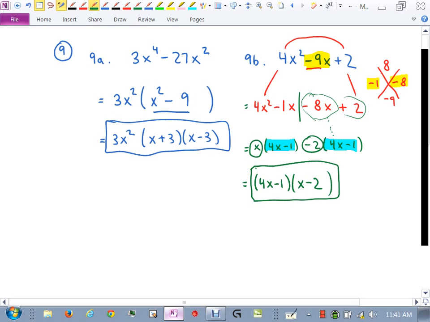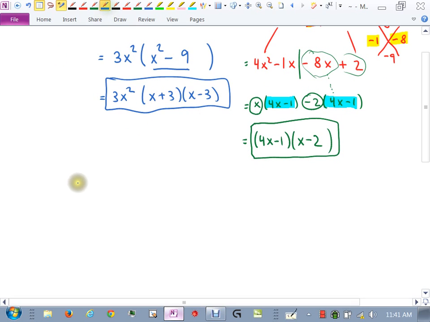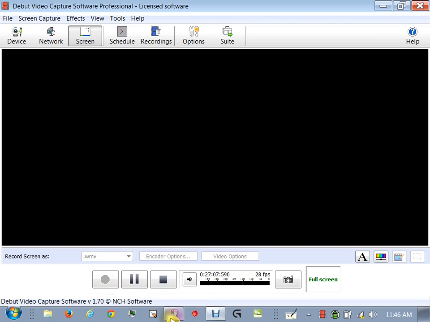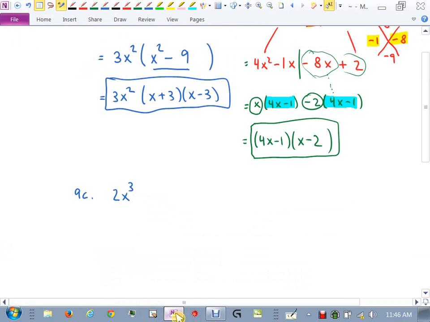Okay, 9c. For 9c, I have 2x cubed. Oh, I'm getting a phone call. Hold on just a second. Okay, sorry about that.